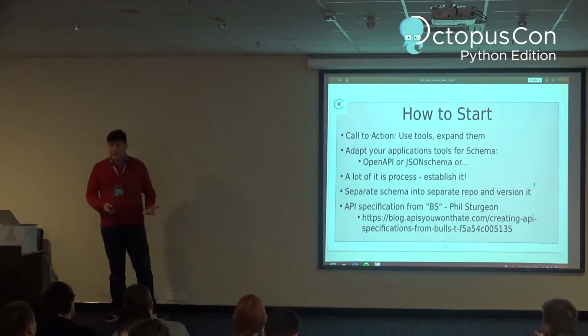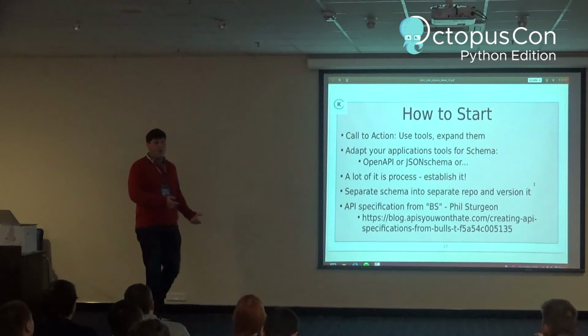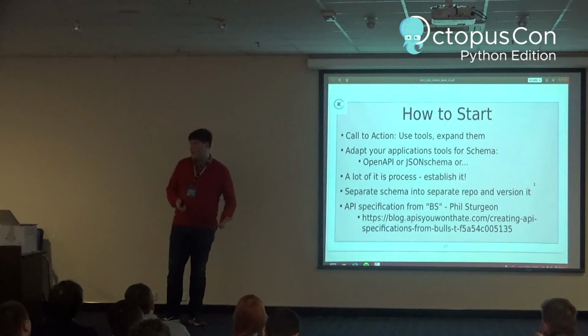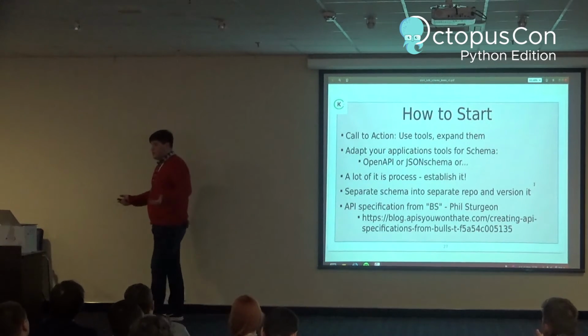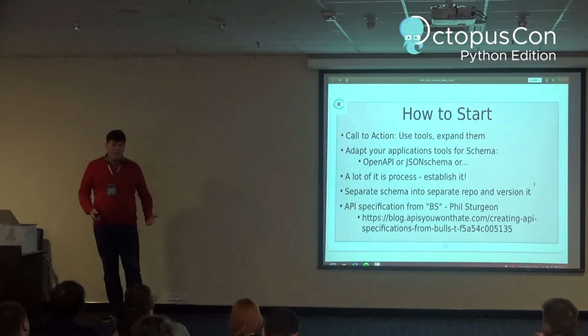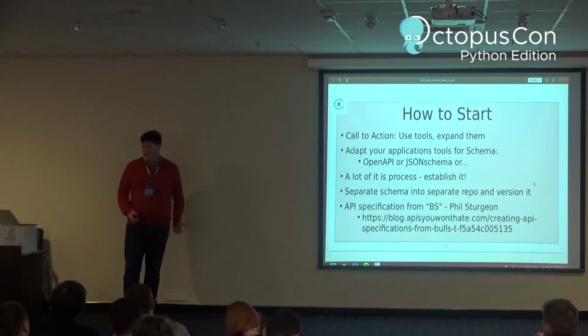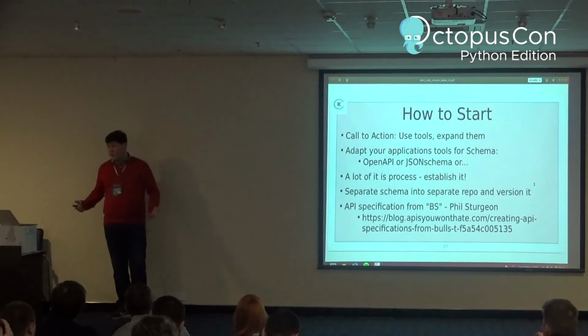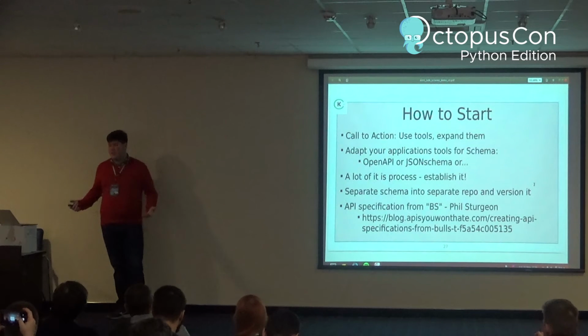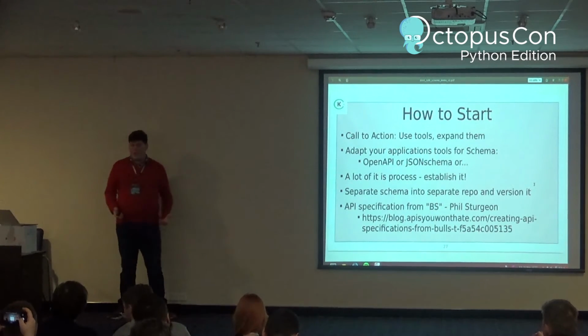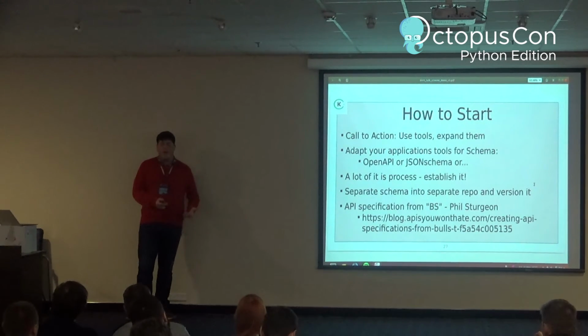So yeah, how to start this? How to start doing this on your own application if you aren't already. Use a schema. OpenAPI is the best. Swagger is a close second. It's slowly expiring. Process is there. Establish a process. Separate it, version it if you can.